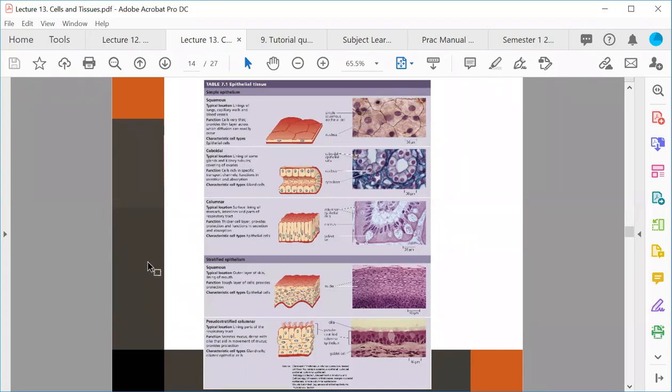All right, next we move on to the stratified epithelium. So more than one layer of cells. So here we have our squamous stratified epithelium, typically found in the outer layer of skin and lining of the mouth, a tough layer of cells which provides protection. And then our last epithelial tissue, this is the pseudostratified columnar epithelial, which tends to be found lining parts of the respiratory tract.